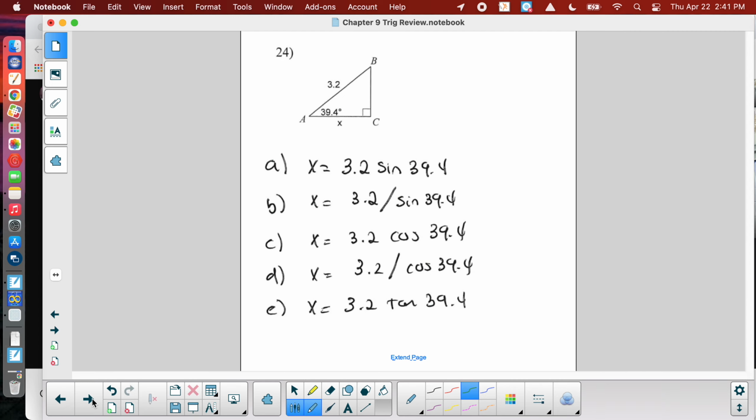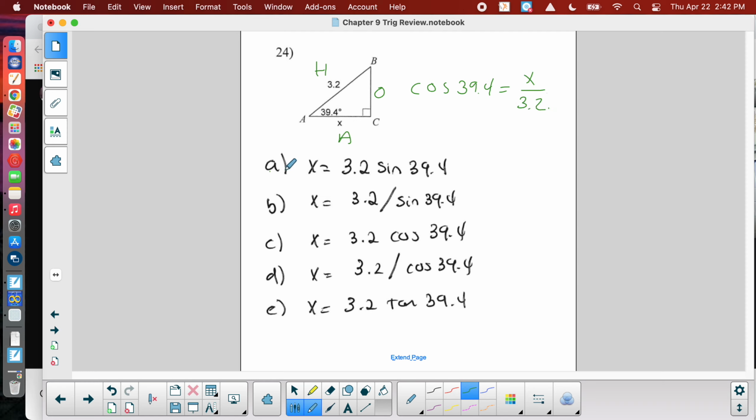Now these require just a teeny bit more. We're actually going to set up our equation, but not a ton more. Again, label our sides: hypotenuse, opposite, adjacent. Which function am I going to use here? Cosine, because adjacent and hypotenuse are involved. So I'm going to write it: cosine 39.4 is adjacent over hypotenuse.